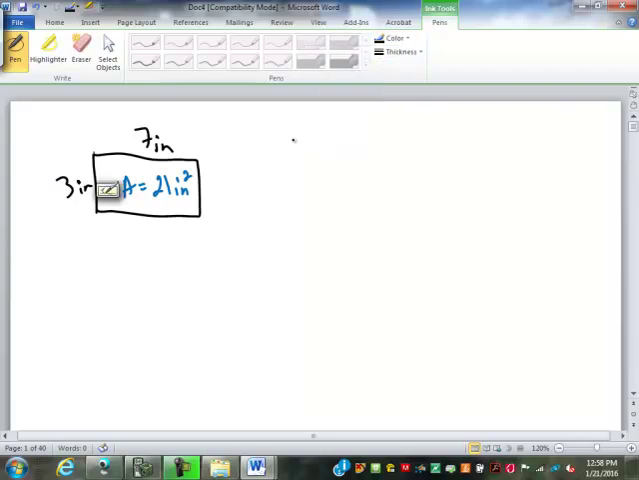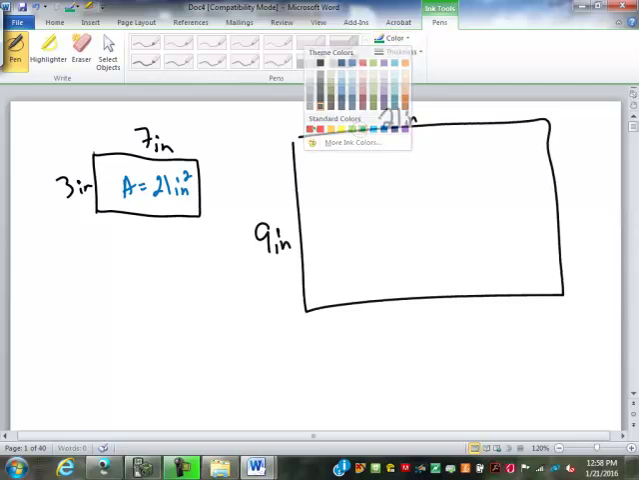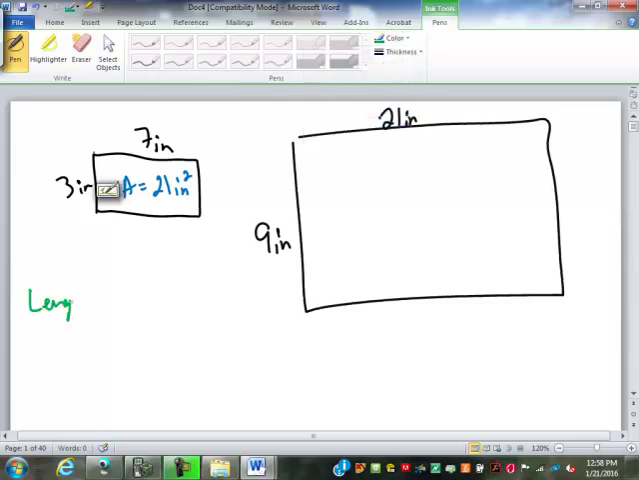Let's say I blow that up. Enlarge it. Now it's 9 inches here. First of all, what's this going to be here? 21. Because our ratio of lengths was 3 to 9, or reduced to 1 to 3. So you'd use that 1 to 3 to turn the 7 into a 21. What is the area of this one?